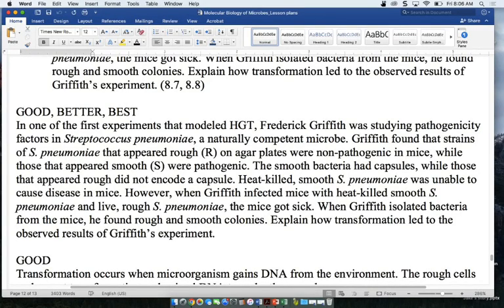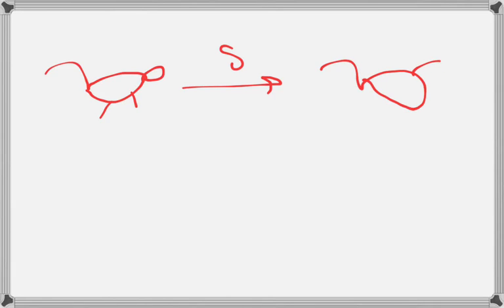Draw this out so that we have a different way to look at this. All right, so Griffith took a mouse, a really crappy mouse, added smooth, and the mouse is dead. Oh, it's just getting worse. Okay.